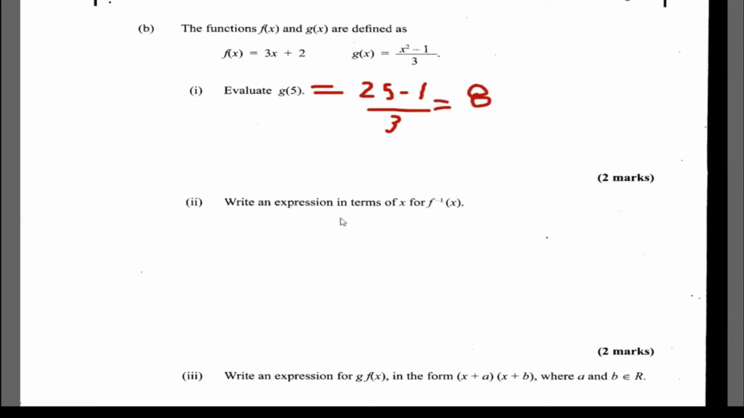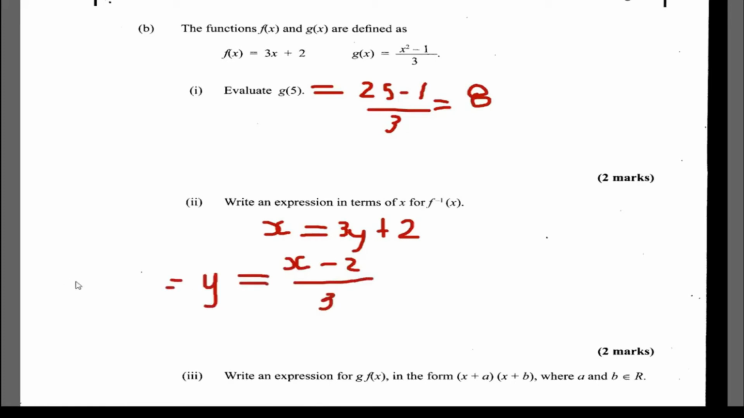Write an expression for f inverse of x. So first you interchange x and y, so you write x is equal to 3 times y plus 2. Then what they tell us to do is make y the subject. So you subtract 2 from both sides, and then you divide by 3 to get that x minus 2 over 3 is y. If x minus 2 over 3 is y, then this is f inverse of x. Nice and easy.